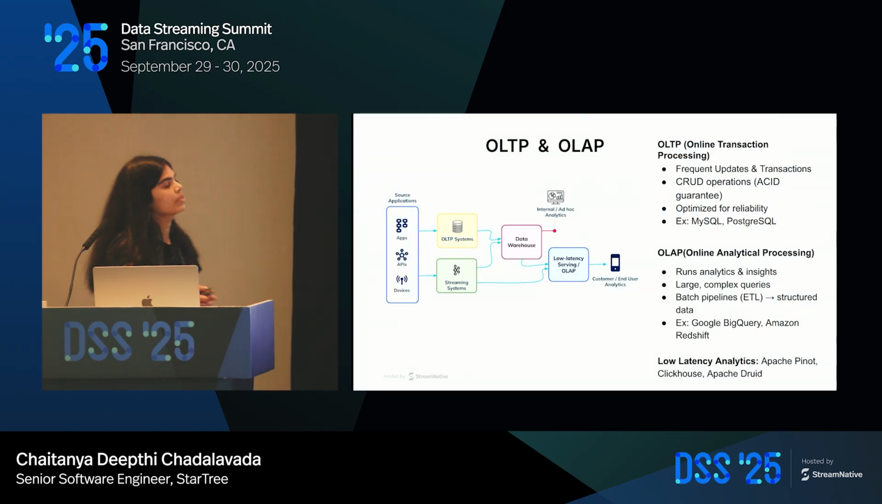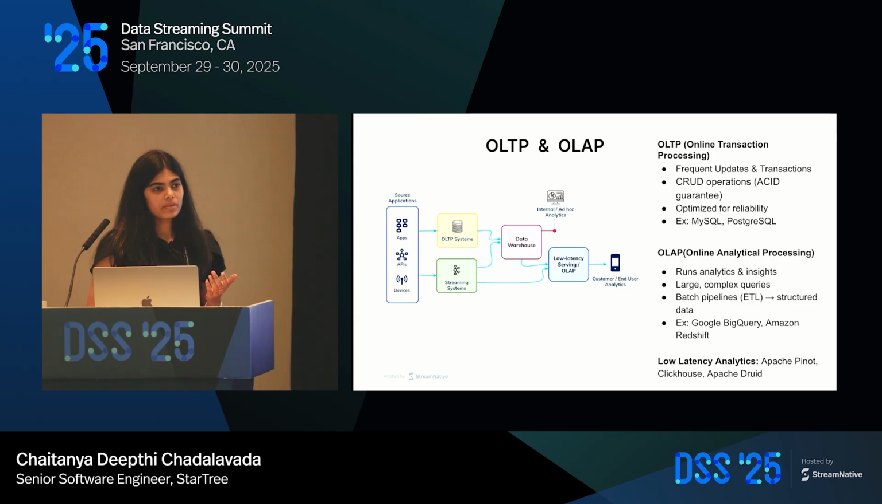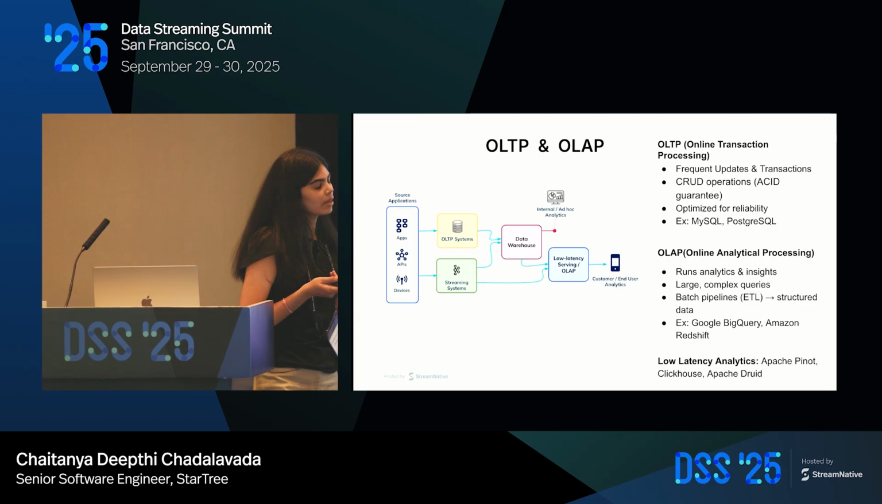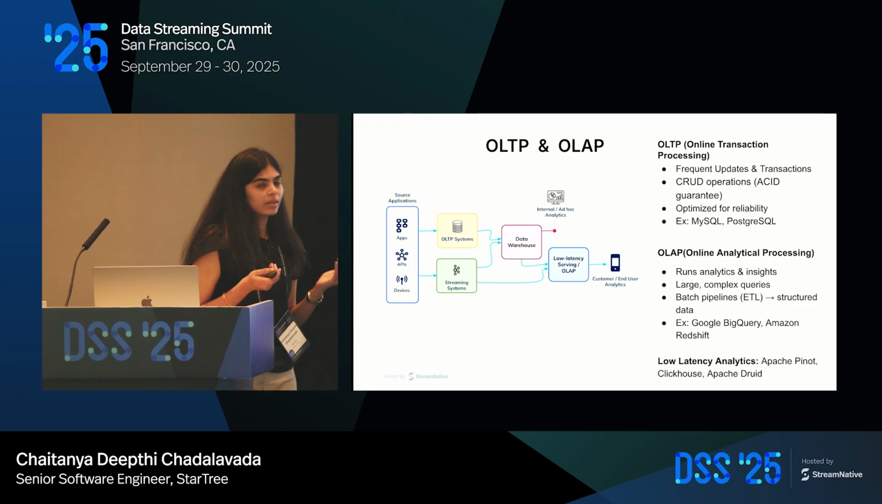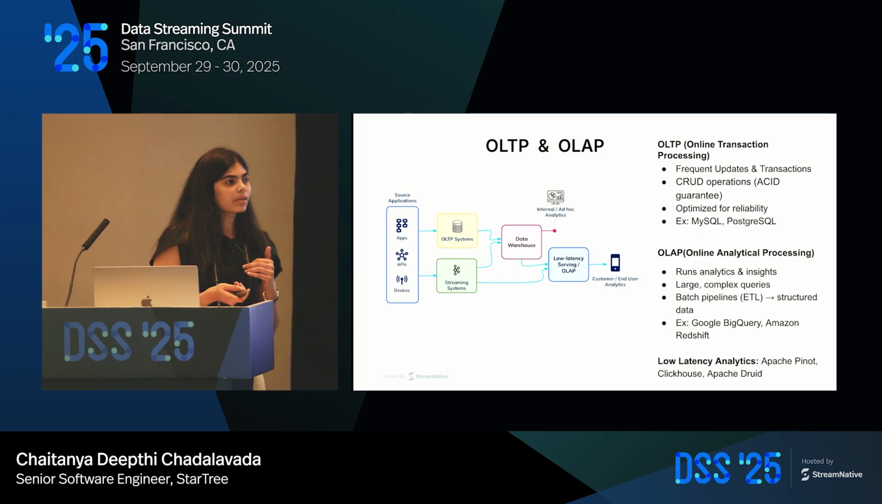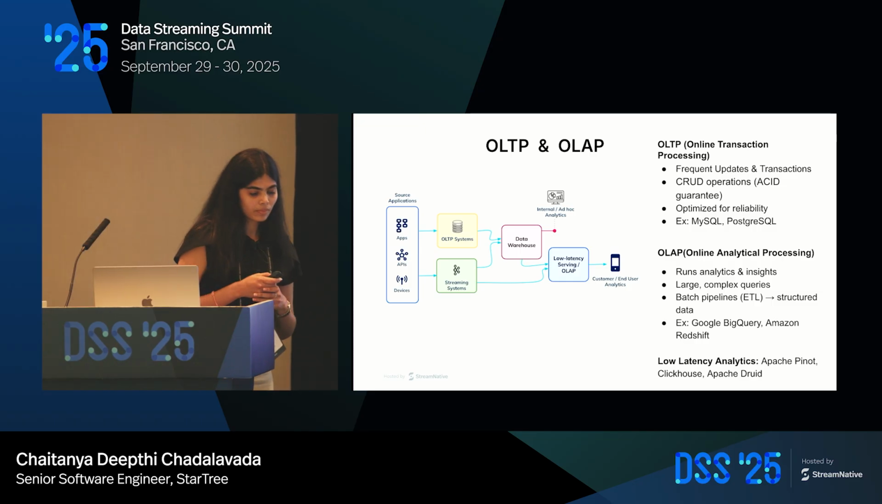The first part of the session is OLTP and OLAP, and where low latency analytics systems like Apache Pinot sit in. Usually we use OLTP systems for all kinds of frequent updates, transactions, CRUD operations, etc. All the data stored in OLTP systems is generally in a row-level format, and it is optimized for high reliability and high consistency. For example, we have MySQL, Postgres, etc.